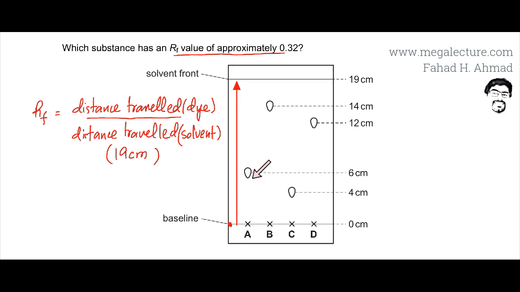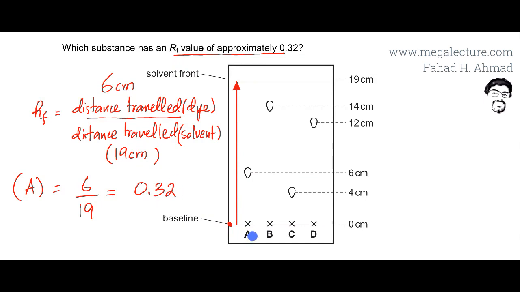Now if you look at dye 1, this first one, let's say it's option A, the distance traveled by the dye is approximately 6 centimeters, which is given over here. So the distance traveled by the dye is going to be 6 centimeters. So my RF value for option A, remember I'm calculating the RF value for option A, is going to be 6 divided by 19. And if you do this calculation on your calculator, this would approximately be equal to 0.32.